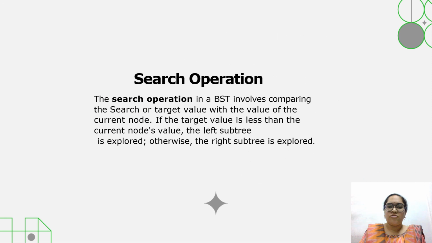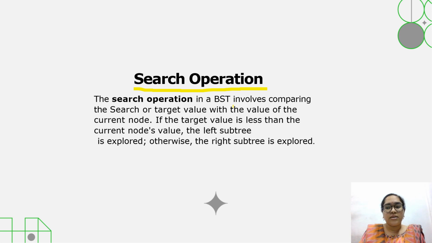Now, search operation. The binary search tree has different operations like insertion, search and deletion. For now we will get to know about the search operation. The search operation in a binary search tree involves comparing the search or target value with the value of the current node. If the search value is less than the node value, then it moves to the left subtree, and if the search value is greater than the root value, then it moves to the right subtree. So this is how a search operation is performed.